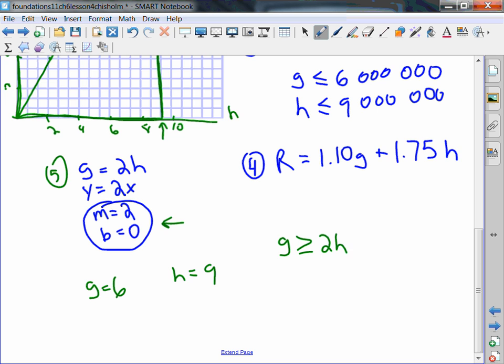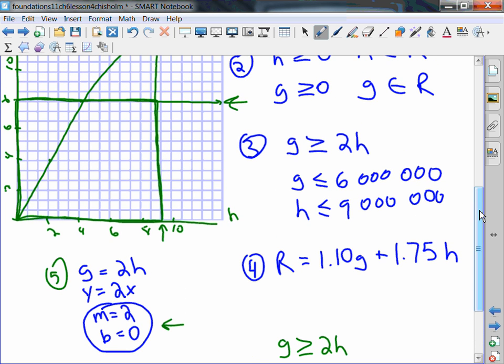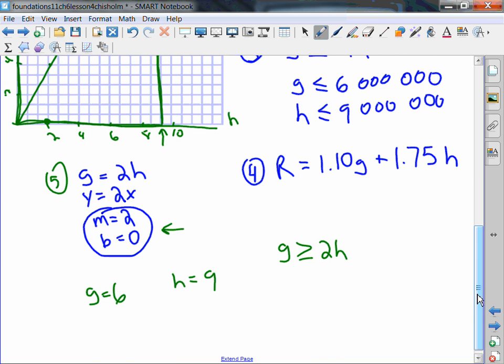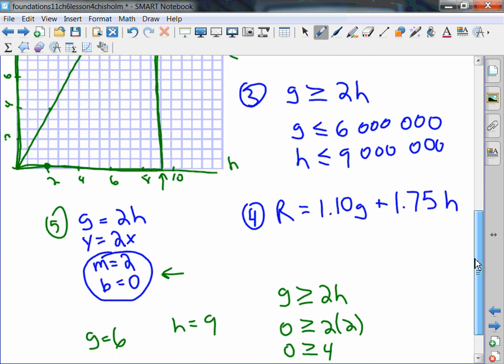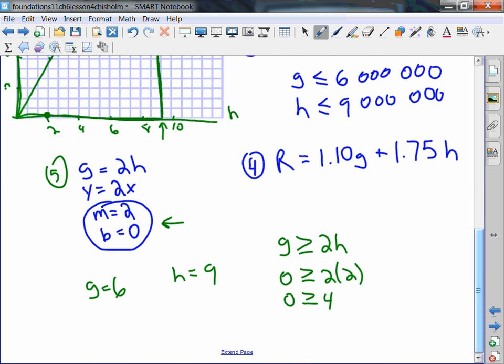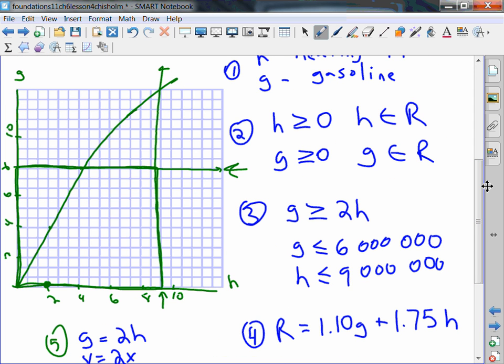We can't do 0, 0 because that's on the line, but we can do something like 2, 0 right here. So 2 for H and 0 for G. So 0 should be greater than or equal to 2 times 2. 0 greater than or equal to 4. Nope, false statement. Because that's a false statement, this point, 2, 0, is not in the solution region, so we must shade on the other side of the line.